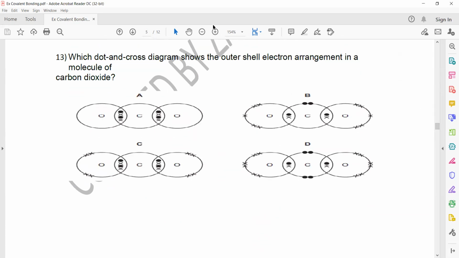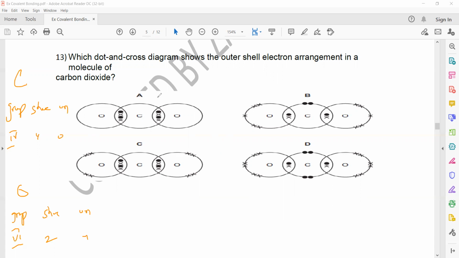Which dot and cross diagram shows the outer electron arrangement of a molecule of carbon dioxide? So carbon dioxide: carbon belongs to group 4. When an element belongs to group 4, it will share 4 electrons and unshared will be 0. And oxygen belongs to group 6. As it belongs to group 6, it will share 2 electrons and unshared will be 4.